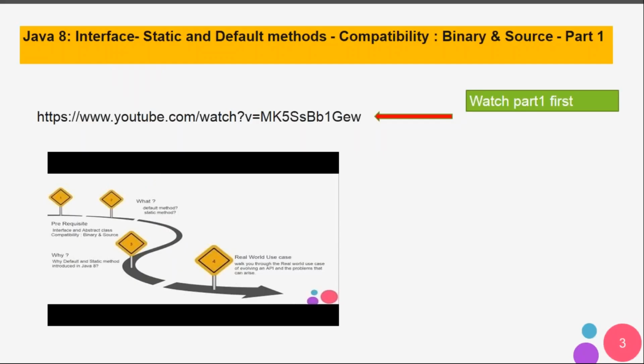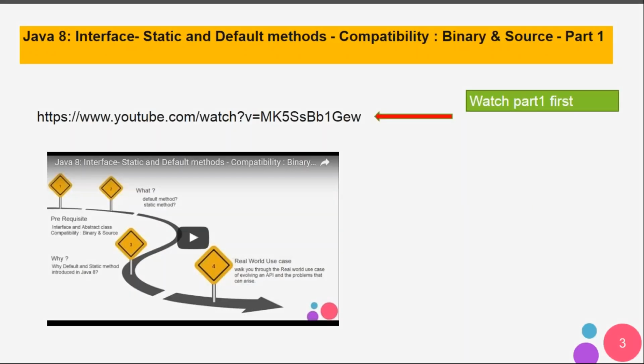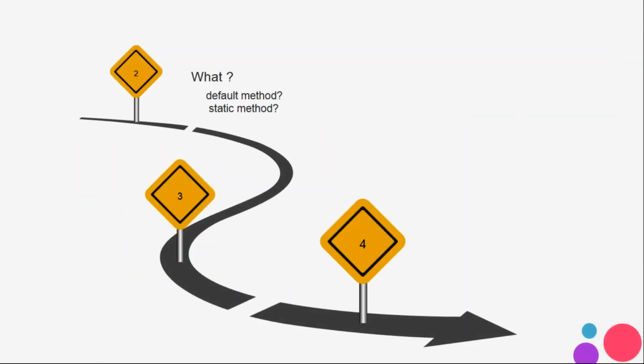So guys, if you have not seen my first part related to the interface static and default methods, that was related to the compatibility for binary and source, then I highly recommend you watch that session first. I have provided the title and the YouTube link along with this slide. So go ahead and watch that video first if you haven't watched part 1. Now let's go ahead with the current session.